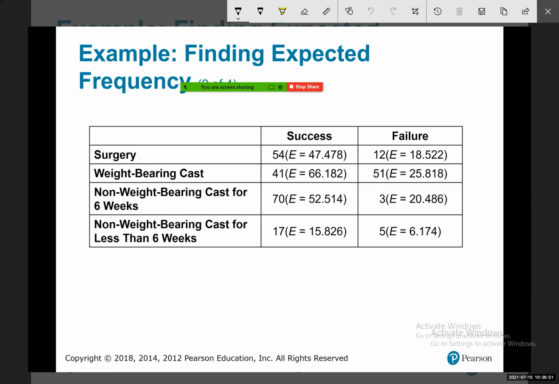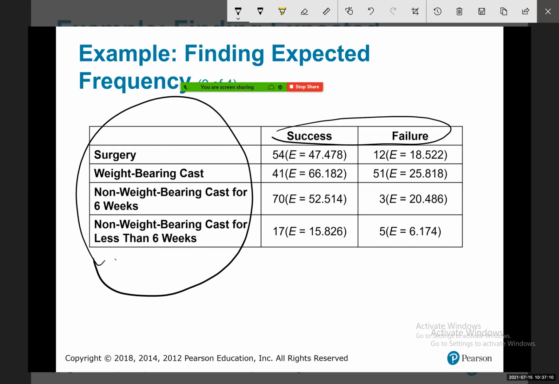So here is success and failure of surgery: weight bearing cast, non weight bearing cast for 6 weeks, non weight bearing cast for less than 6 weeks. You want to know if success and failure are independent of the procedure they do.